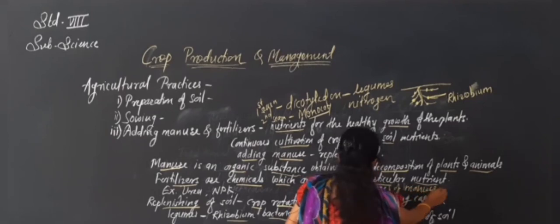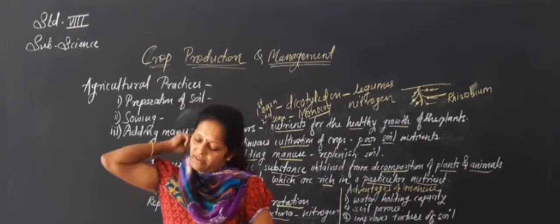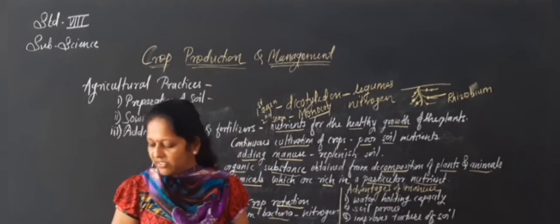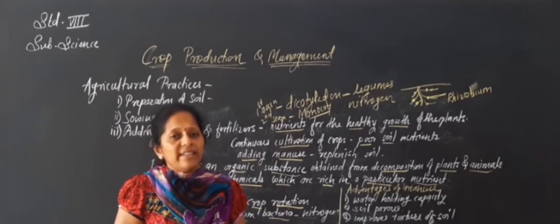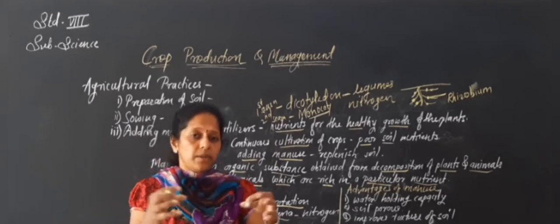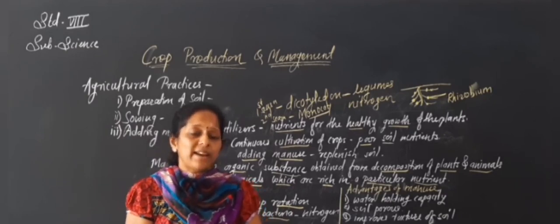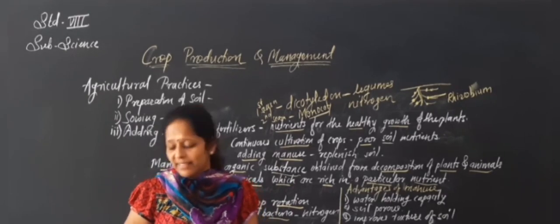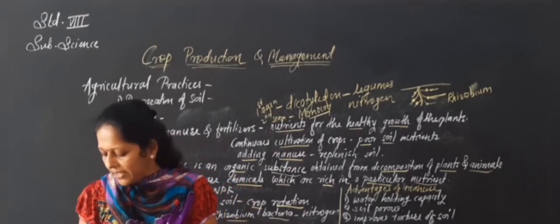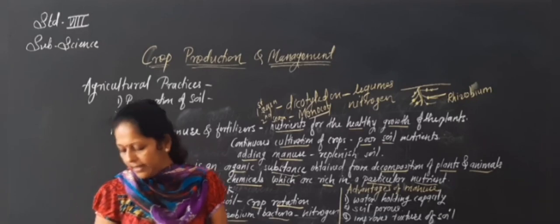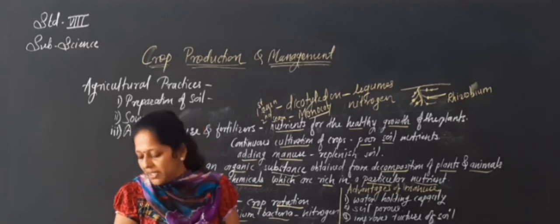So with manures, water holding capacity increases, and the soil becomes more porous. A porous soil makes the exchange of gases easy. When the soil is soft and porous, the roots of the plants can exchange gases properly, and because of that, the exchange of gases becomes easier. The third one is that it improves the texture of the soil.